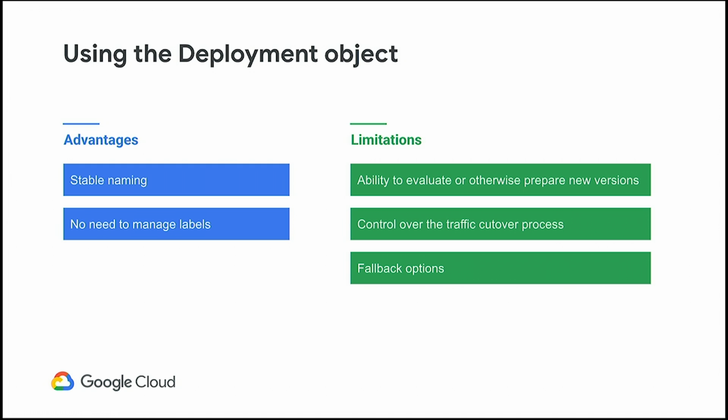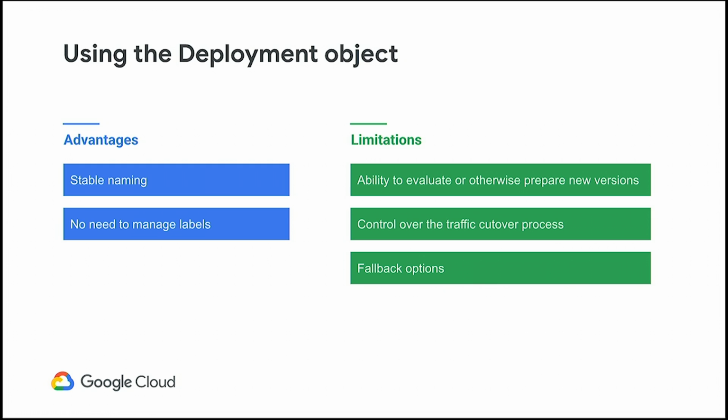But for example, one thing that is not that easy to do is when one of your new versions comes up, you can't really get in there and manipulate it very well before it actually gets traffic. You can play a bit with a health check, but it's not that easy to control that in a fine-grained way. The traffic cutover process, it's kind of baked into what the deployment object does. Like as the new pods become healthy, they get traffic. You don't have a lot of fine-grained control about that.